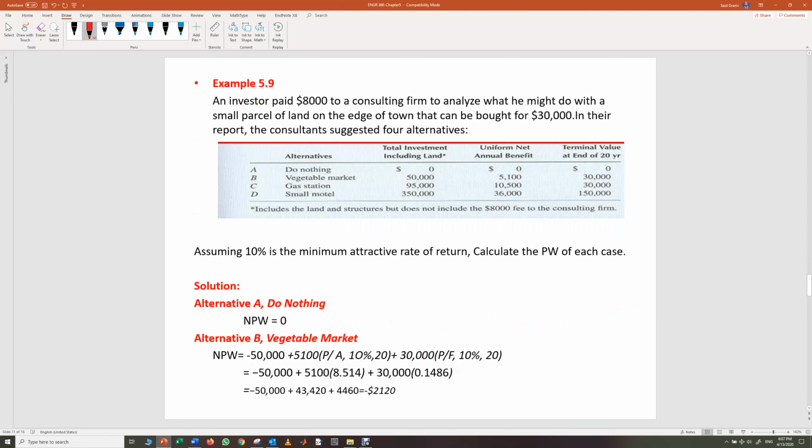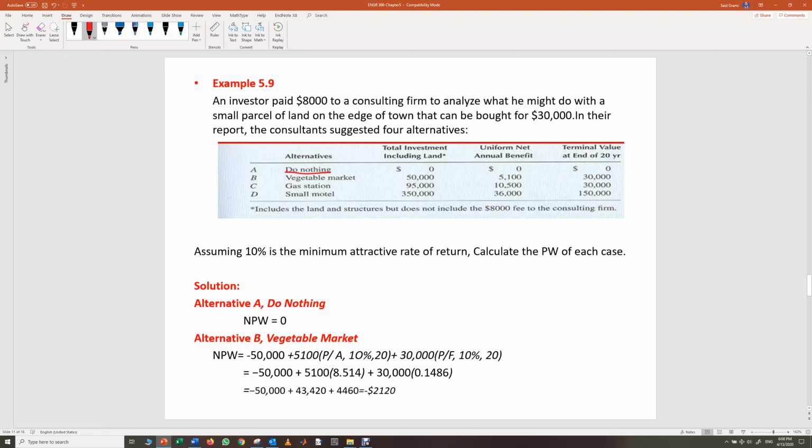Now let's do the last example. An investor paid $8,000 to a consulting firm to analyze what he might do with a small parcel of land on the edge of town that can be bought for $30,000. In their report, the consultant suggests 4 alternatives. Alternative A is do nothing. We don't do anything. So we get 0 as a terminal value.